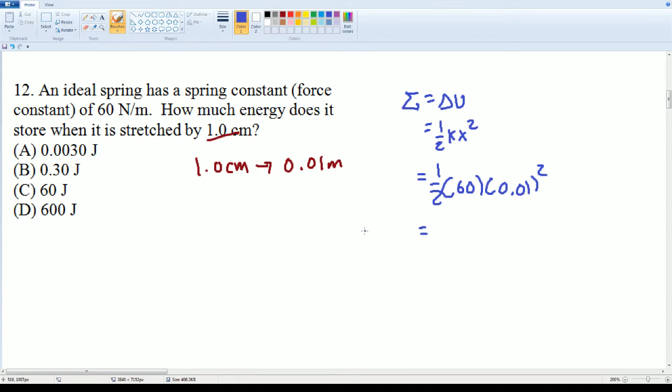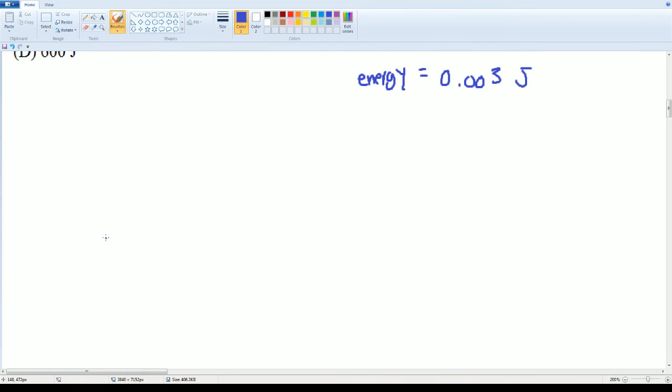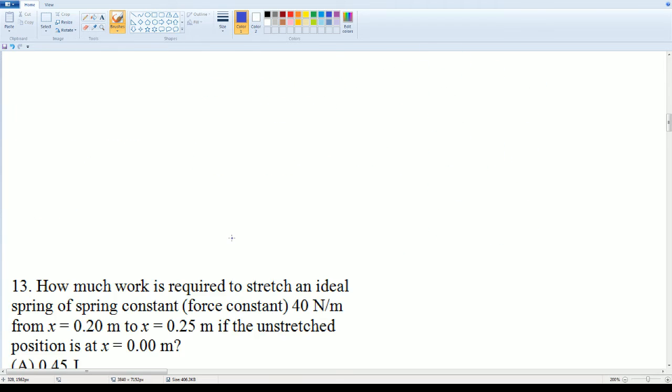So this is 1/2 times 60 times 0.01 squared. Unless I'm wrong, I got 0.003 joules of energy. Doesn't seem wrong. If I'm wrong, please leave me a comment, but that seems like it works.